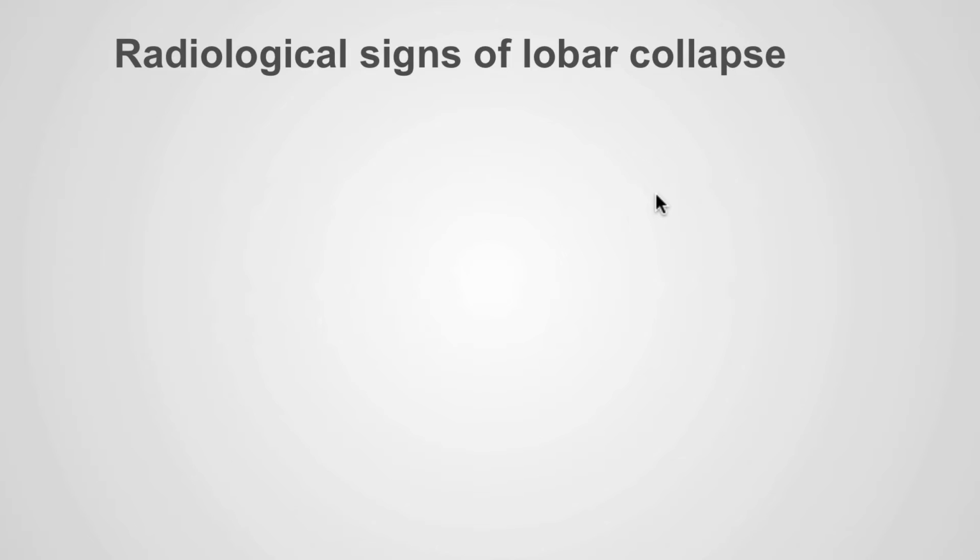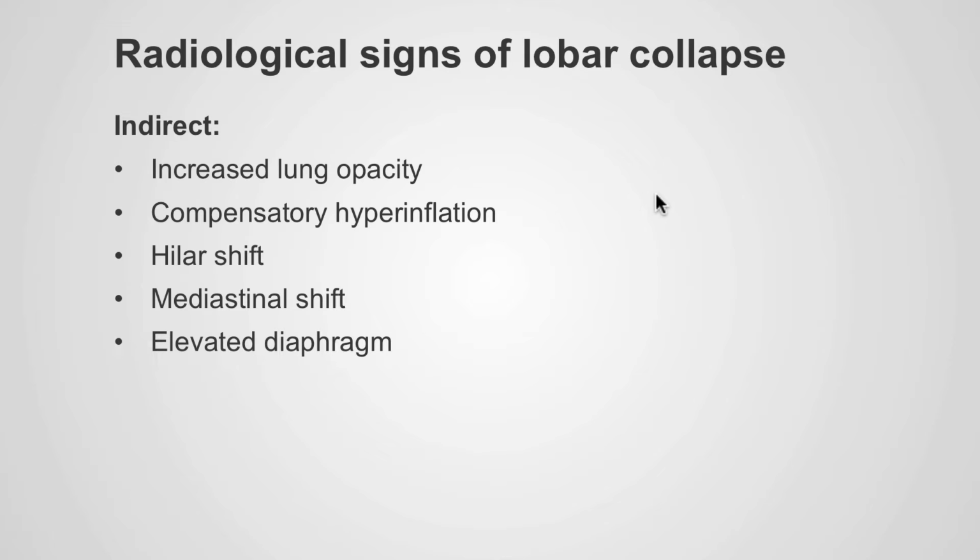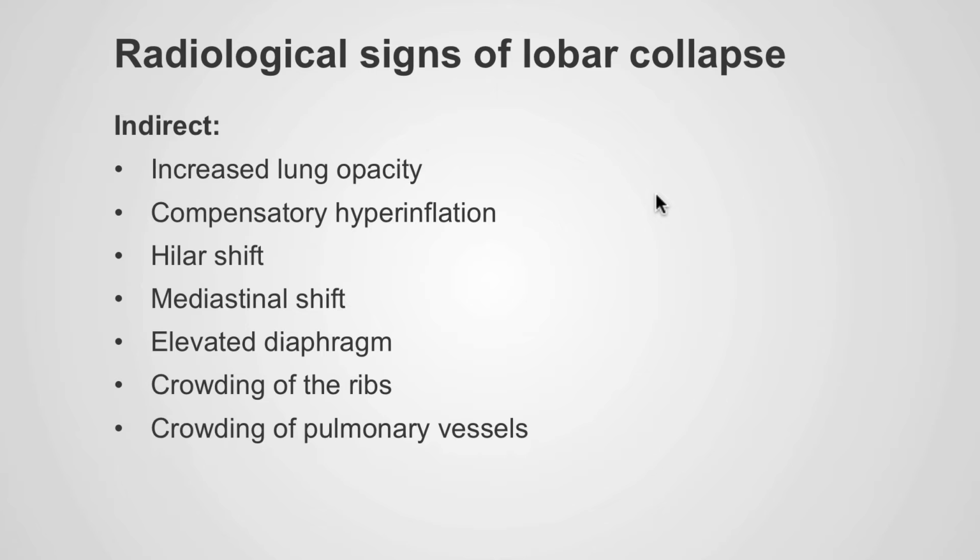To recap, the radiological signs of lobar collapse are direct, and this is shift of the fissures. The indirect signs of collapse include increased lung opacity, compensatory hyperinflation, hilar shift, mediastinal shift, elevated diaphragm, crowding of the ribs, crowding of pulmonary vessels, obscured borders.